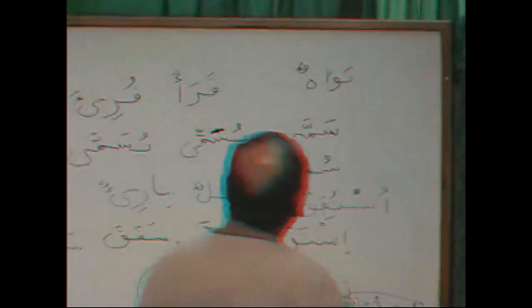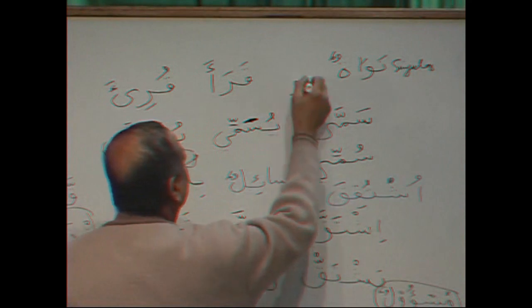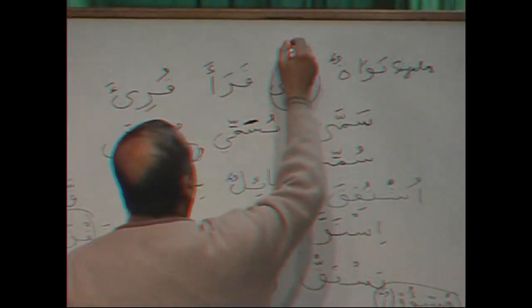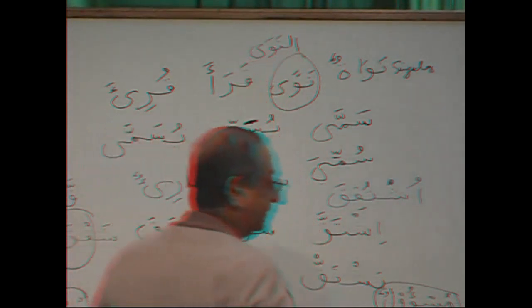Okay, let me write down here. Nawatun. Are you with me, brothers and sisters? This is singular. And what is plural? Nawan. And when you put nawan with alif lam, it will become an-nawa. Are you with me? I'll put that also, brother. You make it with an-nawa. Like that.